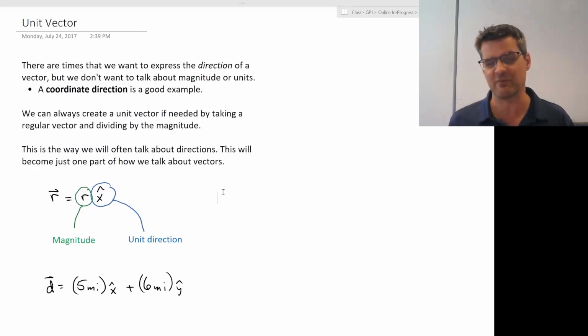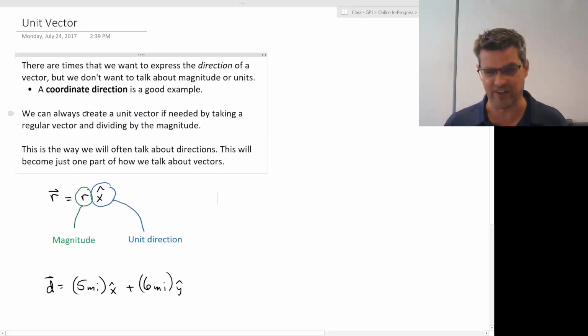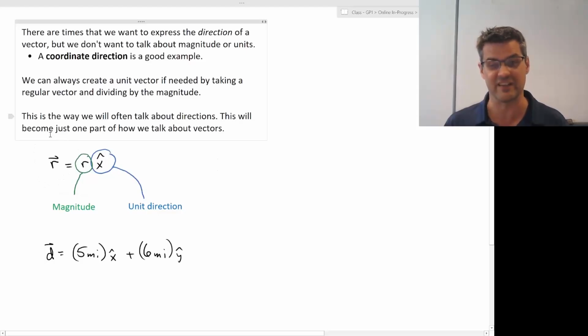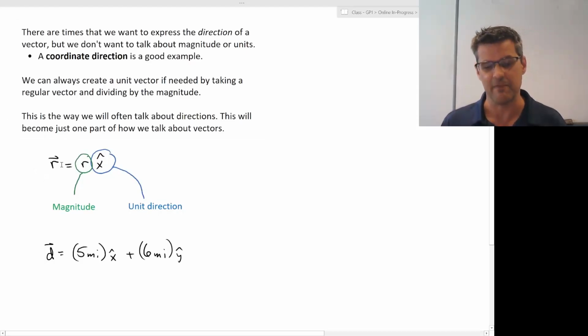And to do that, we come up with something called a unit vector. So if we've got some vector quantity, here in this case it's a position vector, that position vector has some magnitude. In this case, that's a number and a unit. So 5 miles, 6 miles. But then we have some unit direction. The unit direction is usually signified by this hat. This hat tells me that this vector has a length of 1.